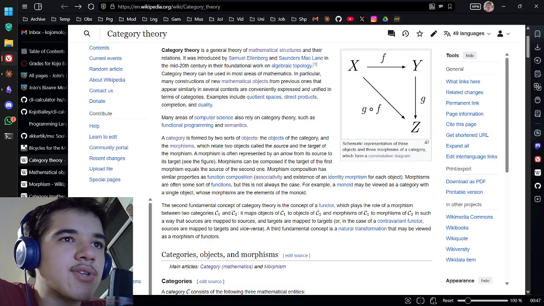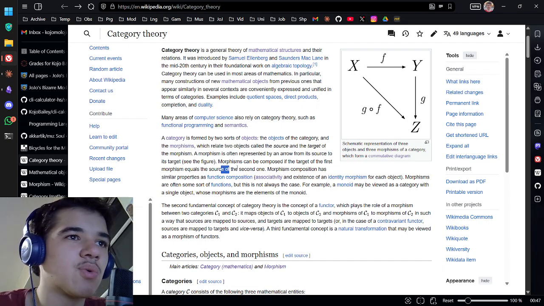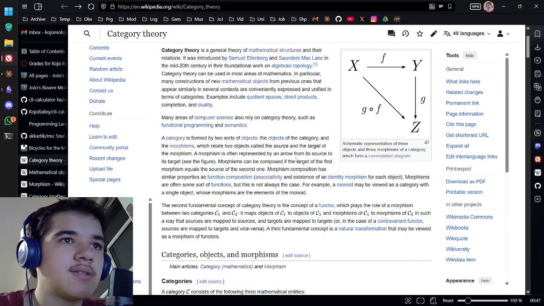Morphisms can be composed if the target of the first morphism equals the source of the second one. So the target of the first equals the source of the second. So my x here is the target of the first. Okay, so here's my morphism. The target of the first is this, and the source of the second is this, which means I can compose them.